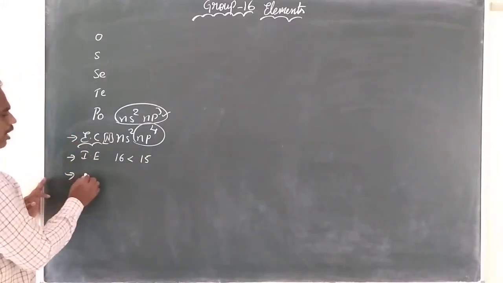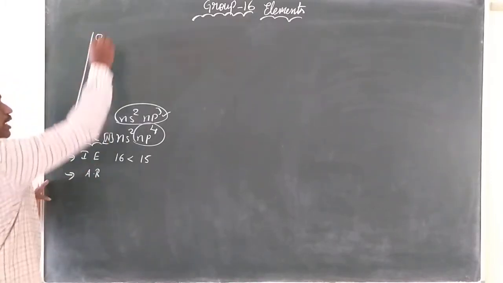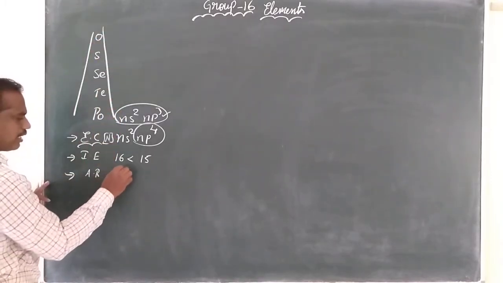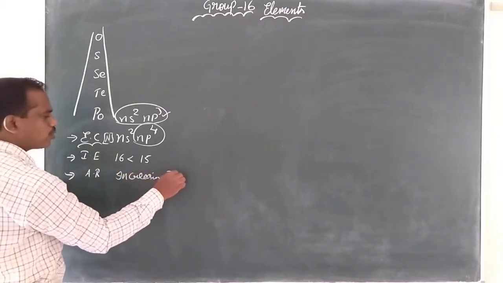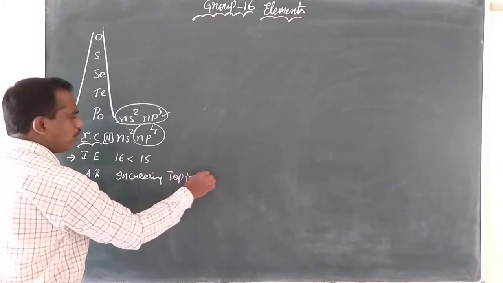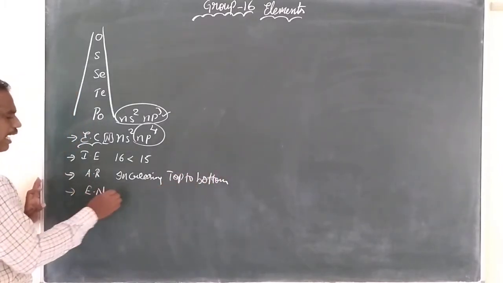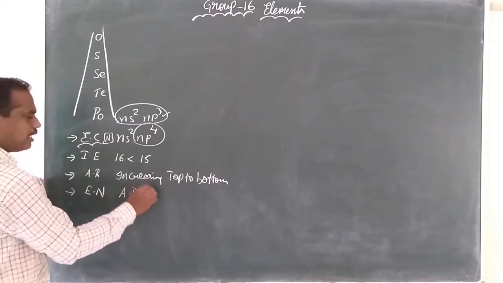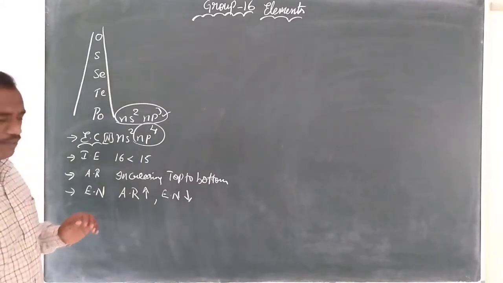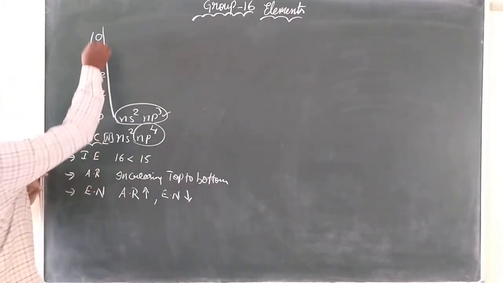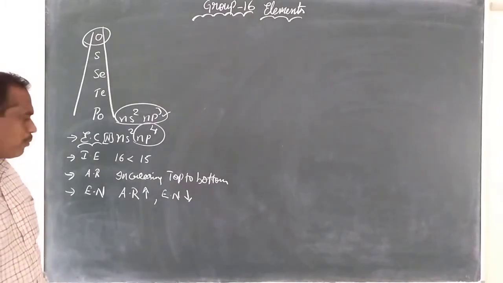And coming to atomic radius. How about atomic radius in a group? As usual, atomic radius will be increasing from top to bottom. Everyone knows this one very well. And how about electronegativity? As the atomic radius increases, electronegativity decreases. So, which is the highly electronegative element in this group? Oxygen is the highly electronegative element in this group.